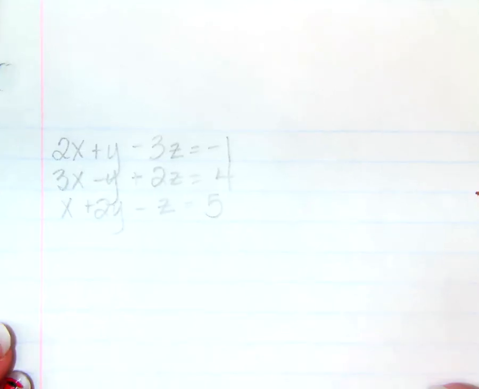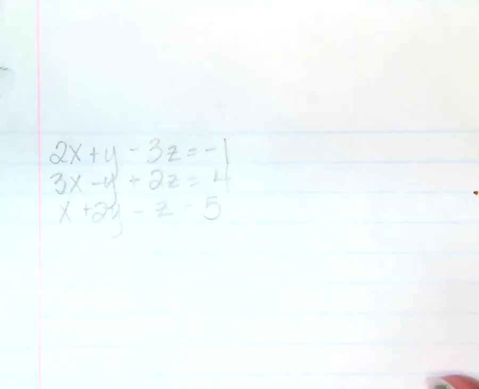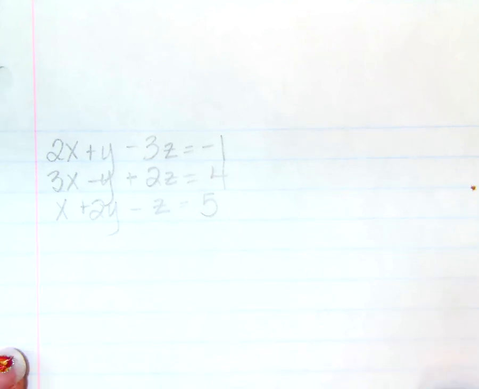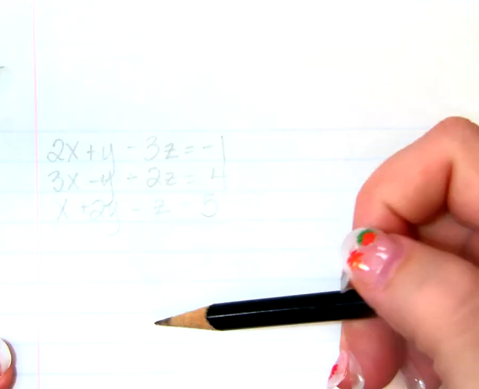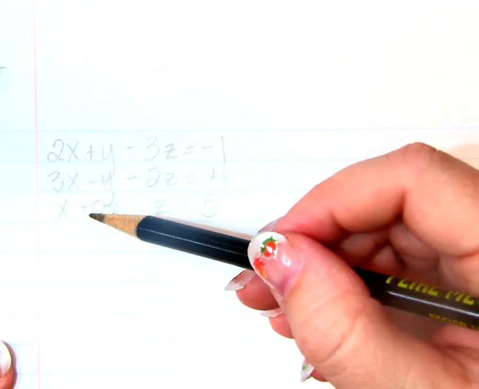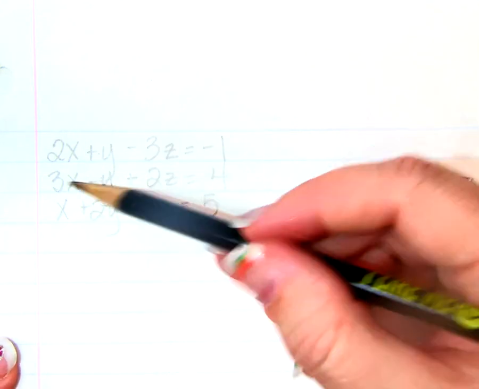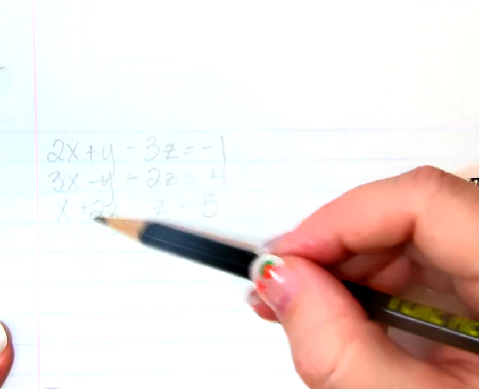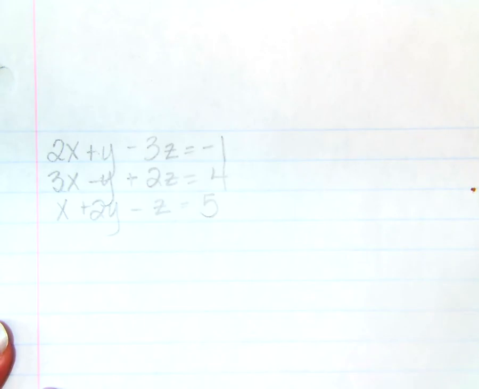Okay? So tell me, which variable do you think we should cancel first? Can you tell me why you think we should cancel the y's? Top two are already opposites, so I could cancel that out easily. If this is a positive 2 and this is negative 1, wouldn't I just multiply this one by 2 to cancel that one out? So pretty simple, right?